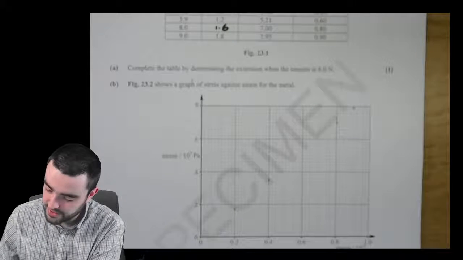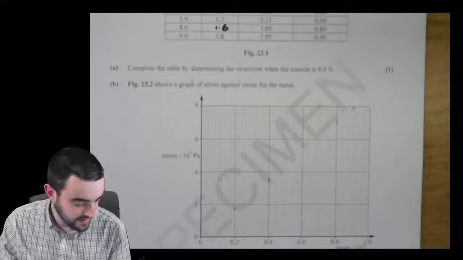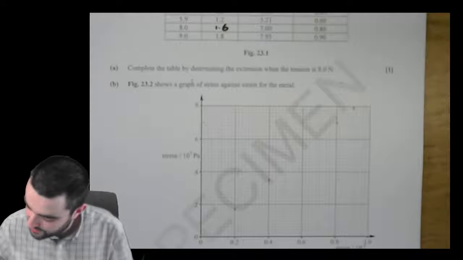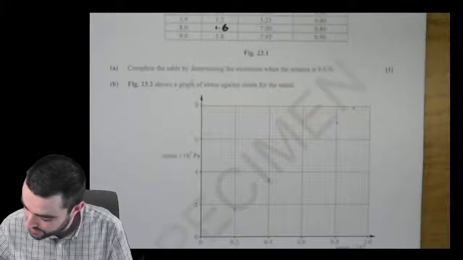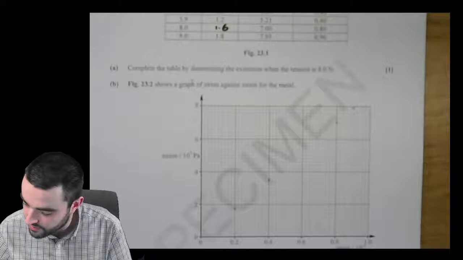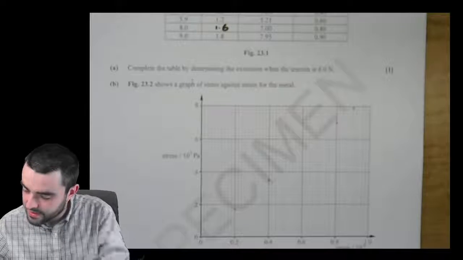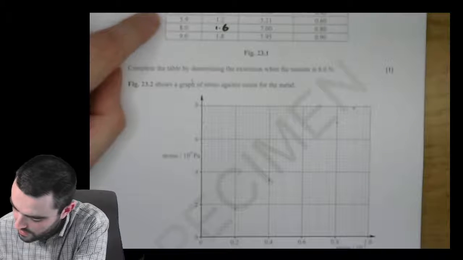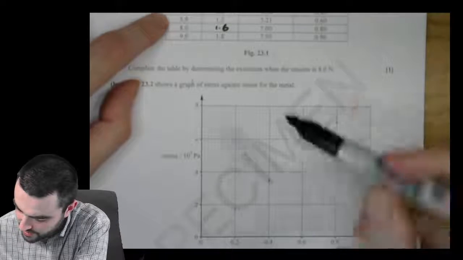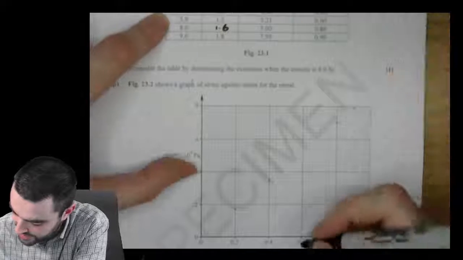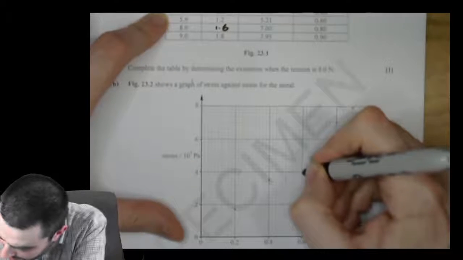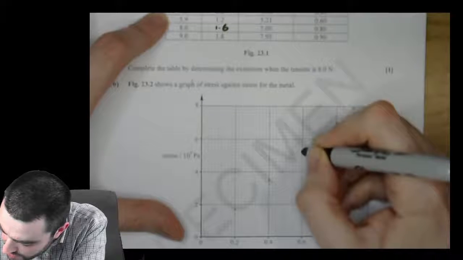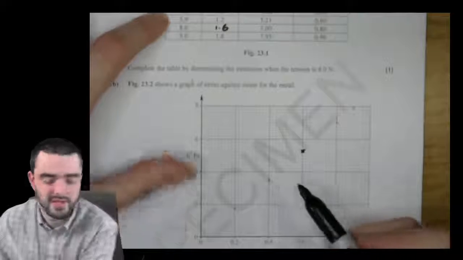So figure 23.2 shows a graph of stress against strain for the metal. On figure 2, plot the data point corresponding to the tension of 5.9 newtons, then draw the line of best fit through all the data points. So for 5.9, we'd need to be plotting the stress against the strain. So we'd need to do 5.21 against 0.6. So 0.6, 2, 4, 6, 8, 10, 5.21. So we'd need to plot a point in there.